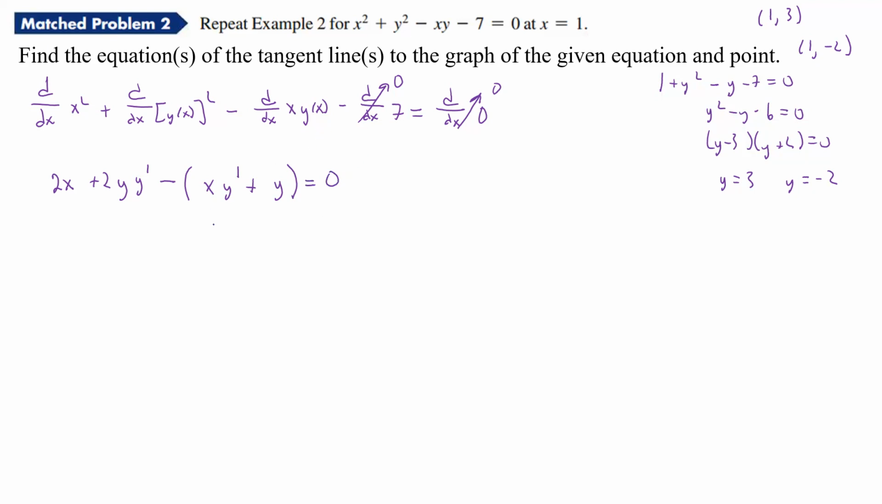Okay, now let's simplify. We're going to distribute there, so we have 2x plus 2y y prime minus x y prime minus y equals 0. Okay. Next, it looks like we have a y prime in these two, so we'll keep those on the left. We'll take everything else to the right, and while we keep these on the left, let's pull out the y prime. When we do that, we'll have a 2y, and here it looks like we'll have a minus x, equals. Now, if we take that over there, we'll have a y. Take that over there, it's going to be a minus 2x. All right, solving for y prime, we divide by 2y minus x.